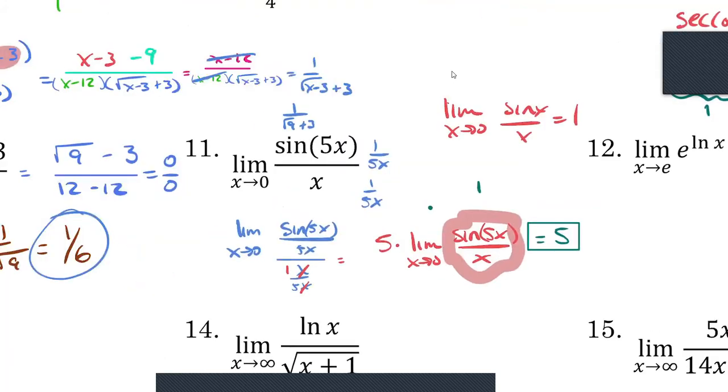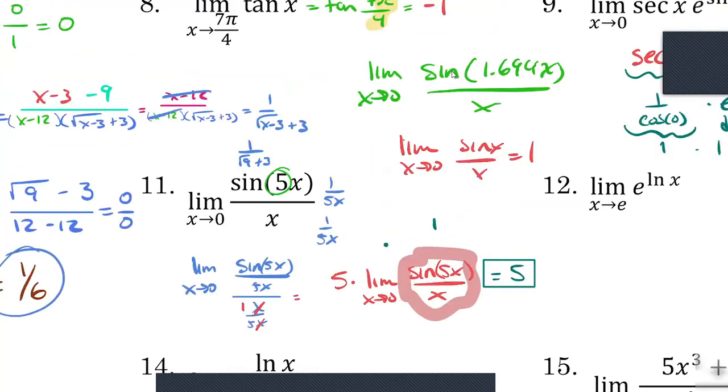The easy way to do it is just to say, hey, it's a sine of 5x, it's a sine of x, it's going to be this 5. Like if I had the limit as x approached 0 of the sine of, I don't know, 1.694x over x, that limit's just going to be 1.694. It's just going to be that coefficient of x.